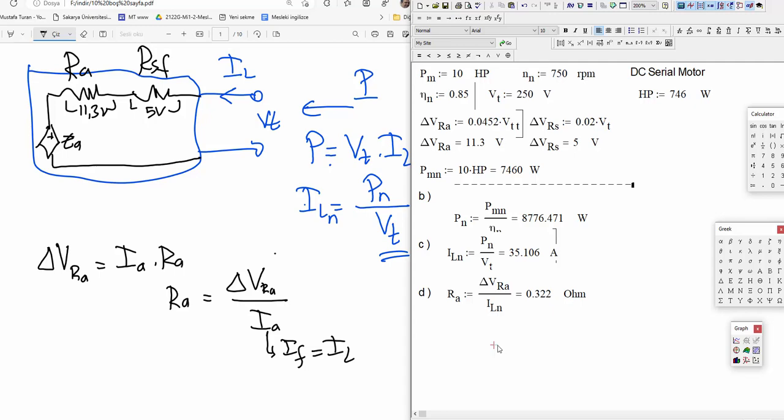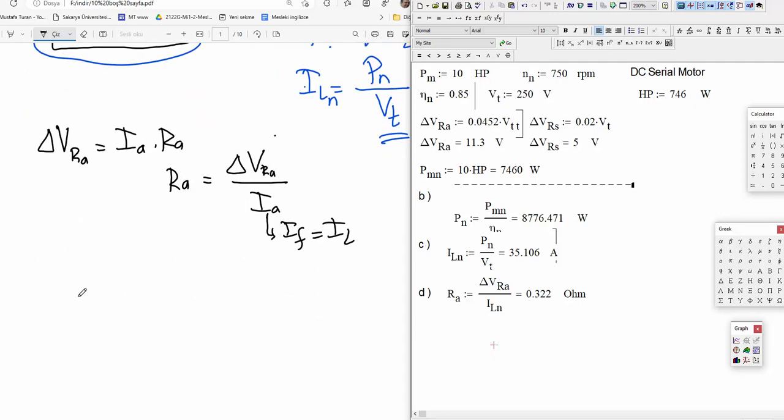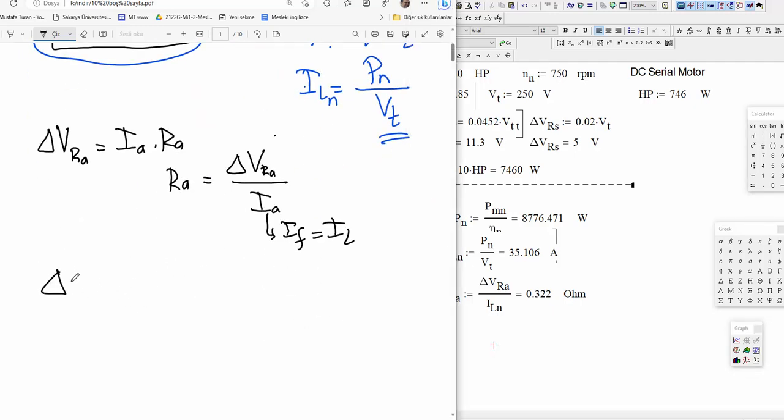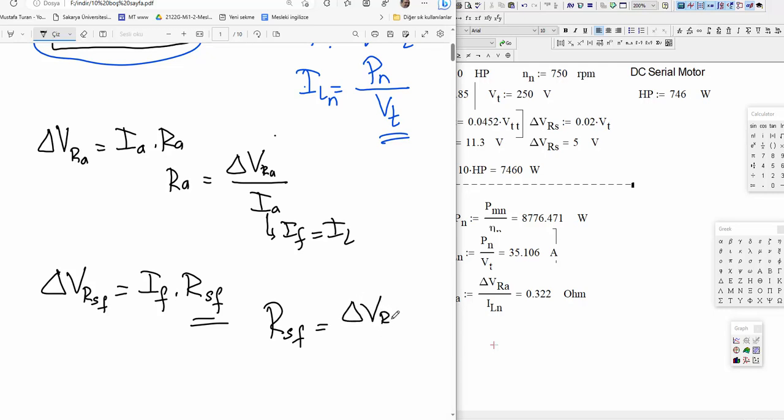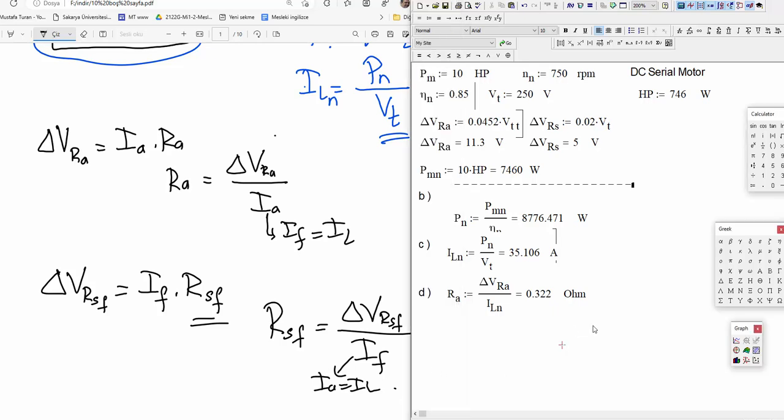Okay, let's continue with the serial winding resistance. Voltage drop across the serial field coil is equal to field current times field winding resistance. So serial field winding resistance is equal to the voltage drop across the serial field winding over field current. You know, all those are equal. So let's calculate. It looks easy.